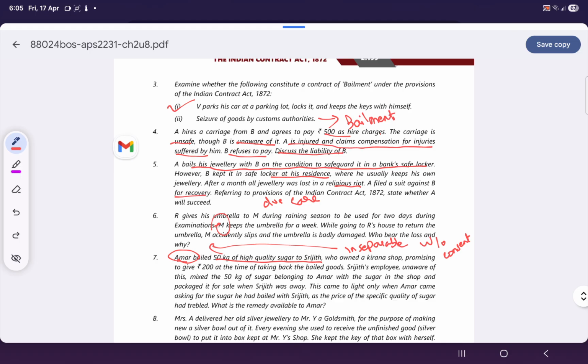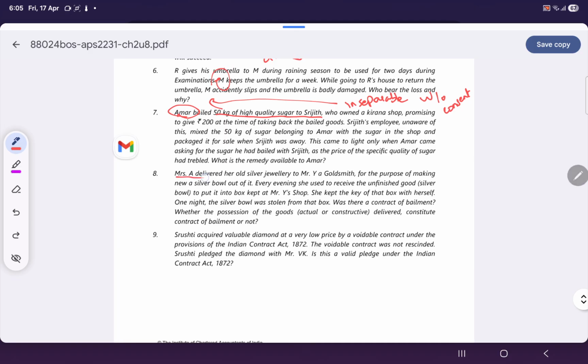In the given question, Srijit's employee mixed the high quality sugar bailed by Amar and packed it for sale. The sugar when mixed cannot be separated. As Srijit's employee mixed the two kinds of sugar, he must compensate Amar for the loss of his sugar.